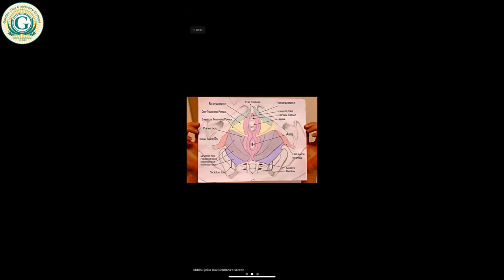Once you know where it's coming from and where it is inserted, you are done with the description. Can I move on to the ischiococcygeus? Unless somebody has a question for me.